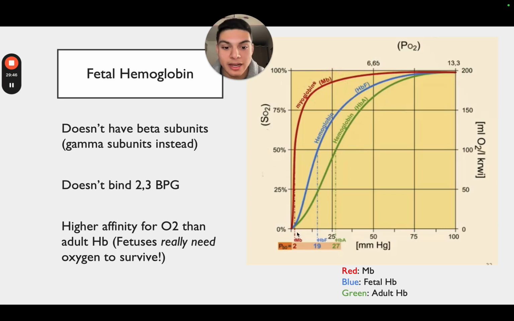And then in terms of the myoglobin, obviously it's going to have the highest affinity because it's one subunit. It'll just take the one, and it's an oxygen storage, not an oxygen transport. Yeah, and that's all that you really need to know from this slide.